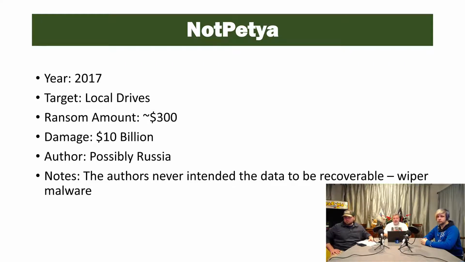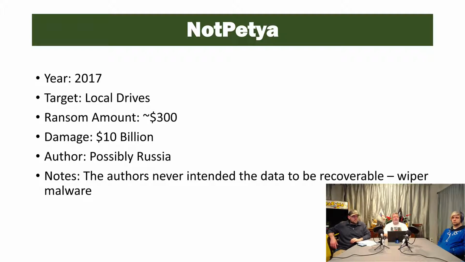2017, pretty much targeted your entire local hard drive system, locked everything up. The ransom amount was around $300. It was obviously Bitcoin, so I think it was like $285, something like that. Assuming the damage is somewhere around $10 billion for this one. With a B. With a B. Don't know who created it, but they think it was someone in Russia. So I think it's Russian based on how it was written and stuff.